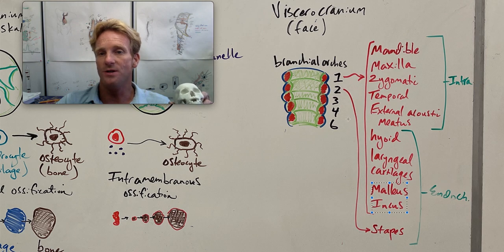Branchial arch number 2 is responsible for developing into the stapes, which is that last ossicle, the last tiny little ear bone of the middle ear.